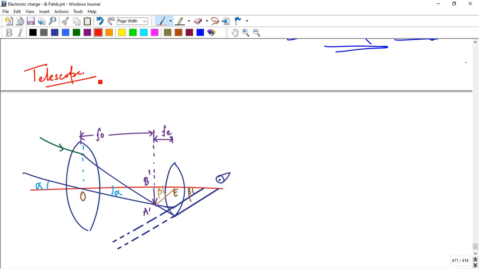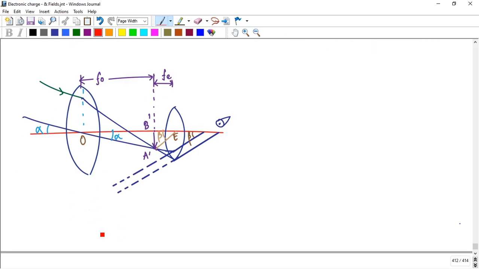The optical instrument in our syllabus. So the angular magnification of the distant object. Here we study the angular magnification of a distant object. It has the objective and eyepiece. So here the two lenses are objective and eyepiece. Here is the difference between a compound microscope and a telescope.